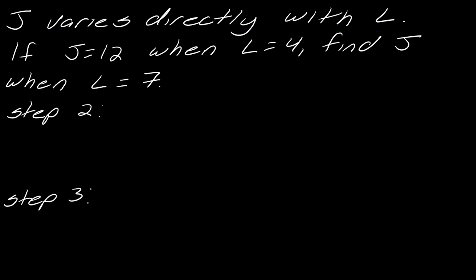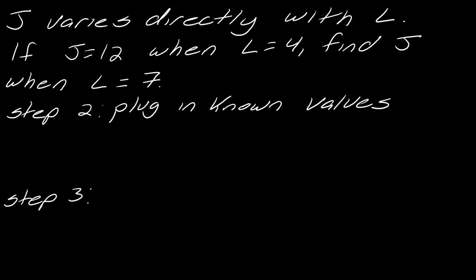So the second step, now that I have that general variation equation, is to plug in some of the known values. What that's referring to is this part right here. So we know how the two values interact with one another in this case. So if J equals 12 when L equals 4.